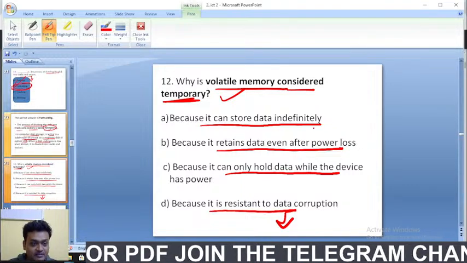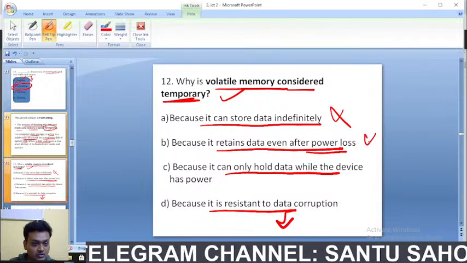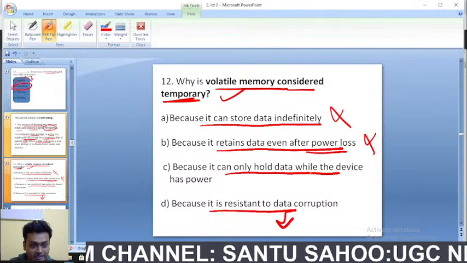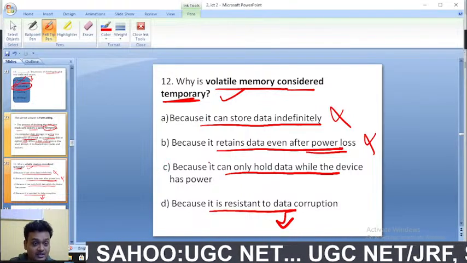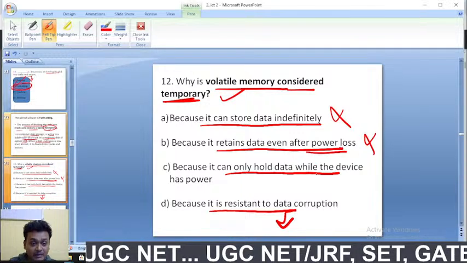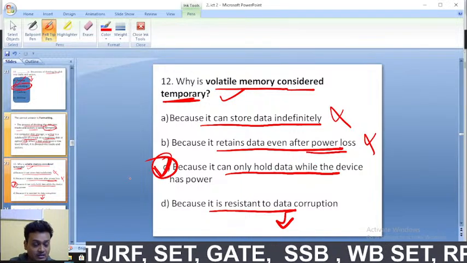Volatile memory is considered because it can store data indefinitely. No, it retains data even after the power loss. No, it can only hold data while the device has power. Volatile memory कब होता है? मतलब जब पावर ऑन रहता है उसी वक्त उसका अंदर में डेटा रहता है, ठीक है.